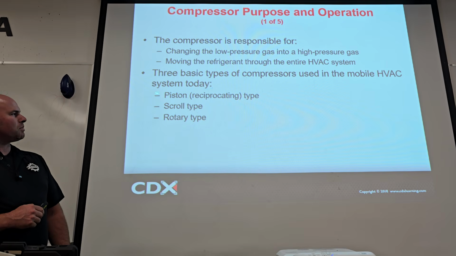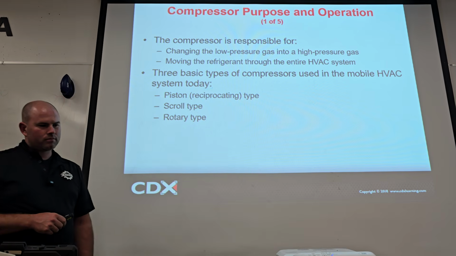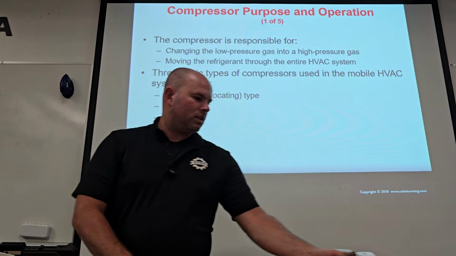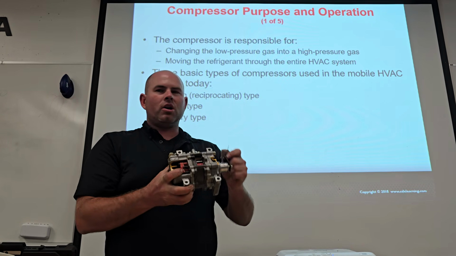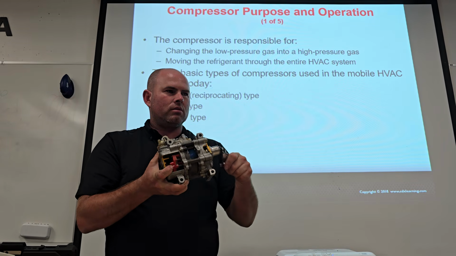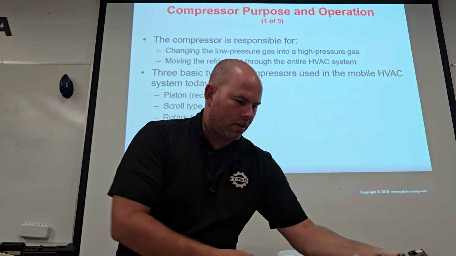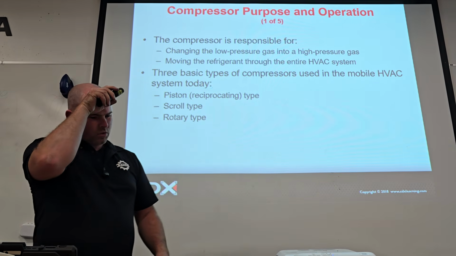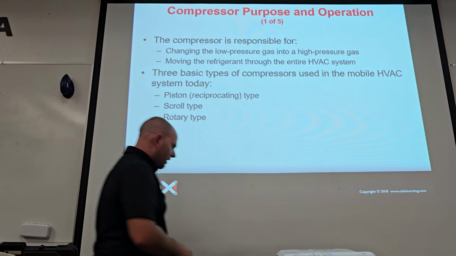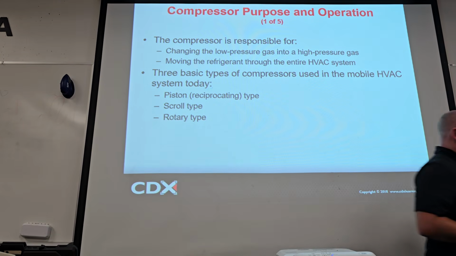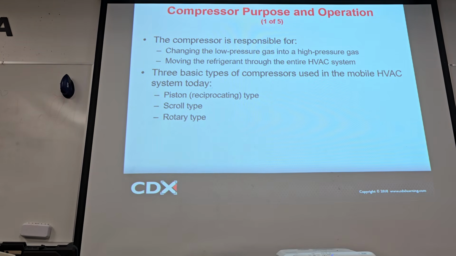There's three different types: piston, scroll, rotary. I have a piston one somewhere, but you'll all get to take apart a compressor so you can really see what's in there. This one, I think they call the scroll or the rotary. I'll take that. That one looks pretty cool. You're checking that one out, huh?